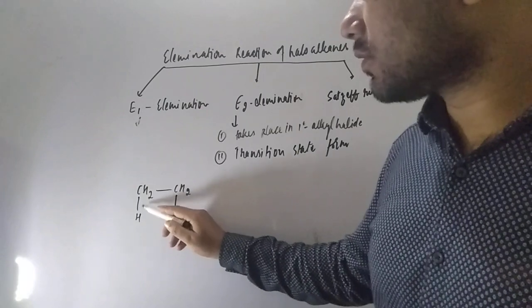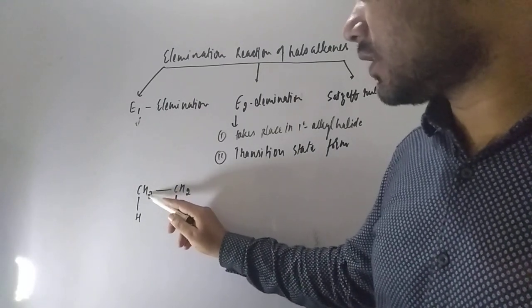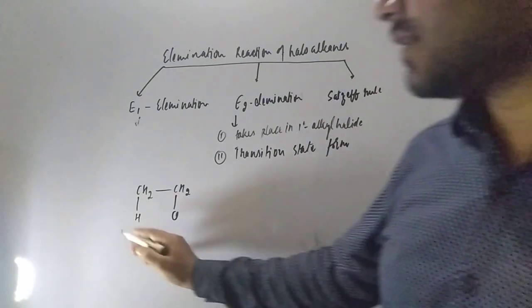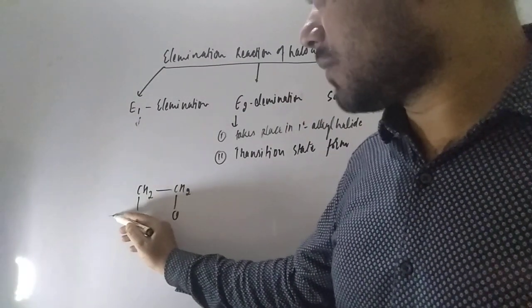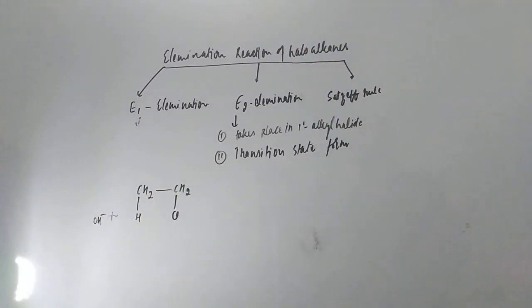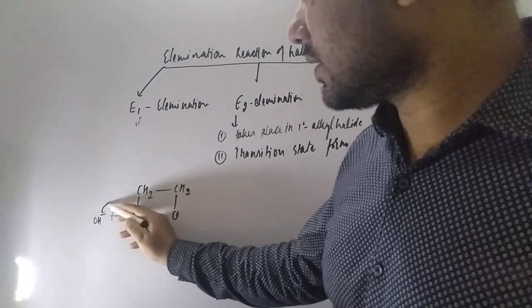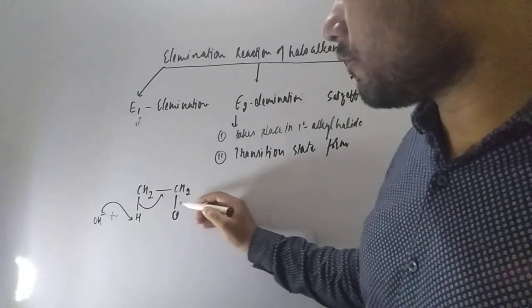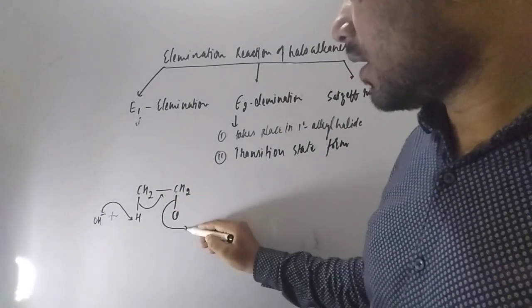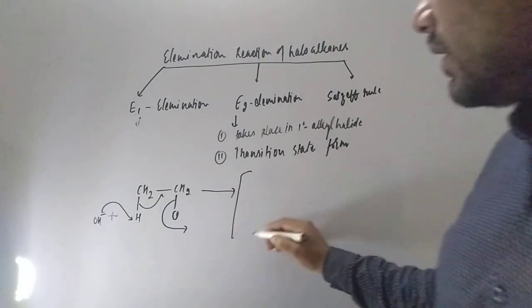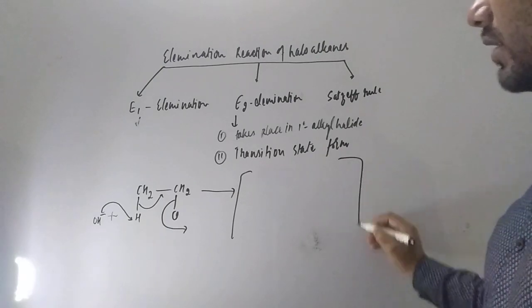So you can match out the valency of this carbon: 1, 2, 3, 4, and this one also. So what is happening, students? In this case the attack will be from the back side. The OH minus ion will be attacking from the back side. If the OH minus ion is attacking this hydrogen, this bond is breaking and the chlorine will be coming out. So what transition state will form, students? Let us check this transition state formation.